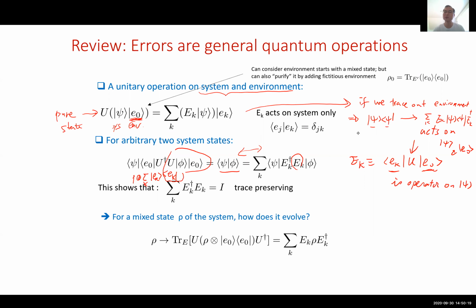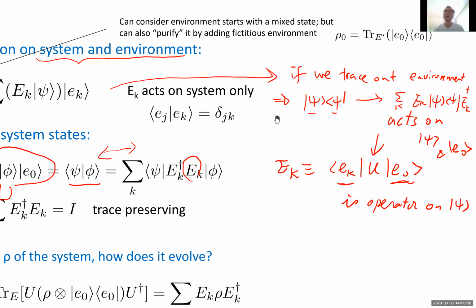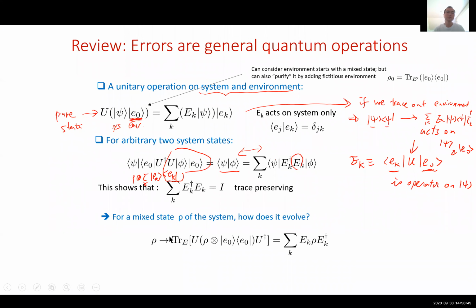Okay, so let me make it slightly bigger. So if you regard this as a mixed state of a pure state, so it's a density matrix of a pure state, it goes from rho to rho, but sandwiched in between by these E and E dagger and summing over all K. Okay, so from that you can generalize to any mixed state rho, because rho can be decomposed into a mixture of pure states, which we talked about in the earlier lecture. Yeah. So that's the two slide review of what we talked about last time. Any questions?